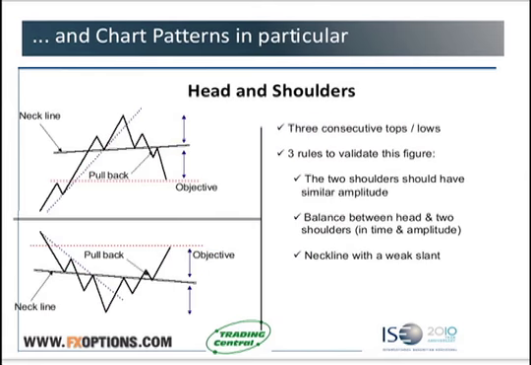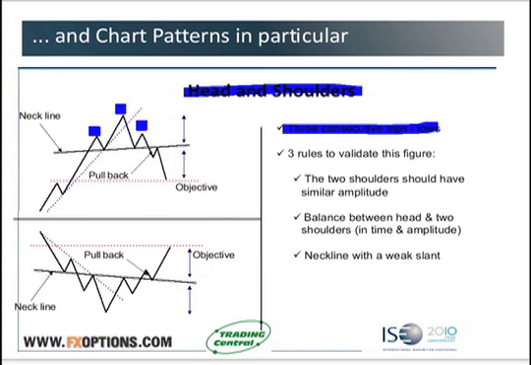Let's see now the head and shoulders pattern. This is also another reversal pattern. We can see it sometimes. It is very difficult to find a really nice head and shoulders pattern, even if it is a well-known pattern in the world. So this is a definition. You have 3 consecutive tops or lows. You can see the tops here, the head, and 2 shoulders.